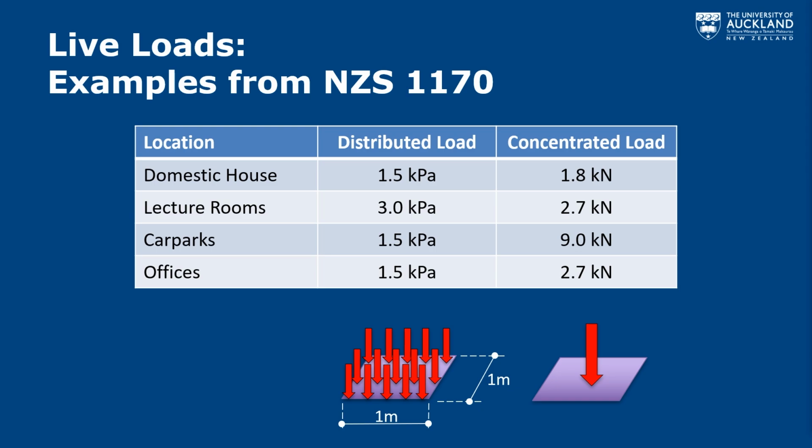With that, domestic houses are about 1.5 kilonewtons. And that's kPa, and so that would be kilonewtons per square meter, and that's what I've got here.